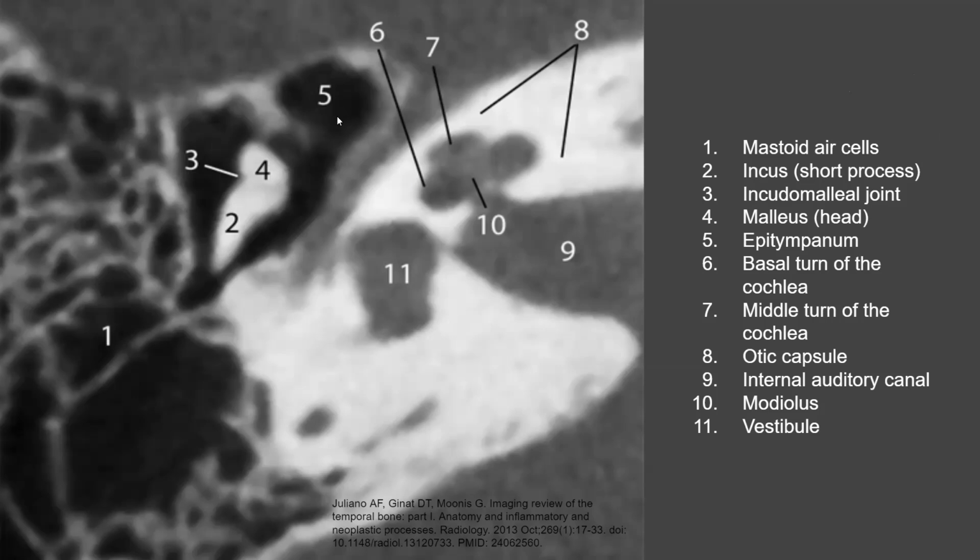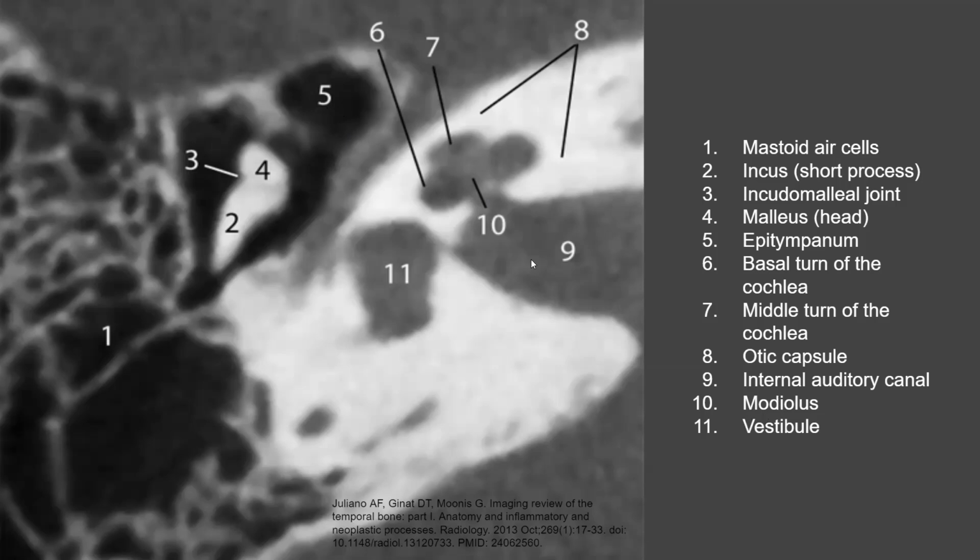So, tympanum, we talked about that before, is number 5. Again, that's the superior or upper aspect of the middle ear cavity. And then we have 6 and 7 here. 6 and 7 are parts of the cochlea, as is number 10. So all these are parts of the cochlea.